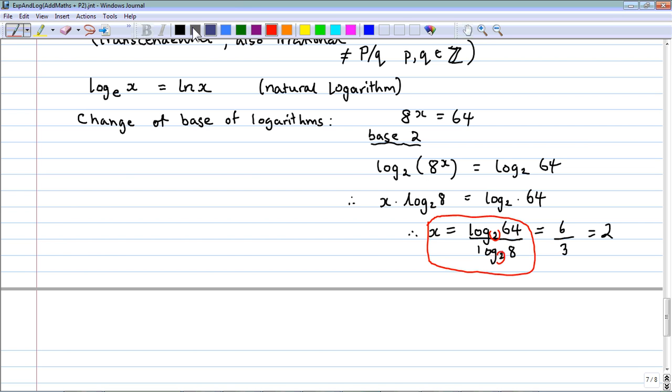What's maybe not immediately obvious is this number could have been anything. I chose base 2, but I could have chosen base 3. Then I would have 3 here, 3 here, 3 here, 3 here, but it would still be true.